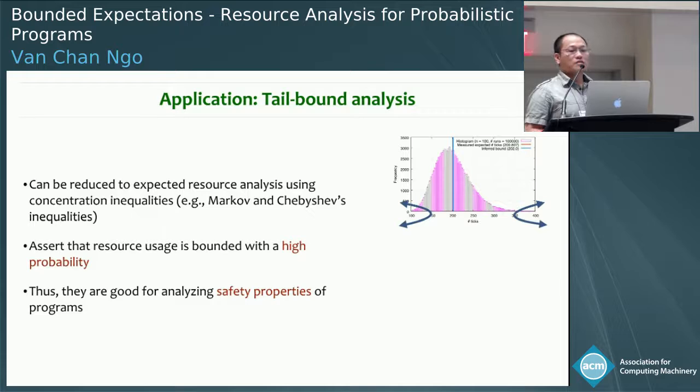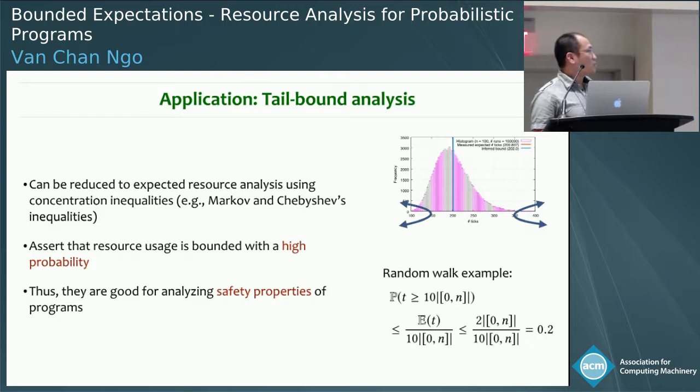The expected resource analysis can be used to reason about tail bound probability with the use of concentration inequalities, for example the Markov and Chebyshev inequalities. The tail bound asserts that the resource usage is bounded with a high probability, so they are good for analyzing the safety probability of programs. For example, we apply the Markov inequality to the random walk example here.